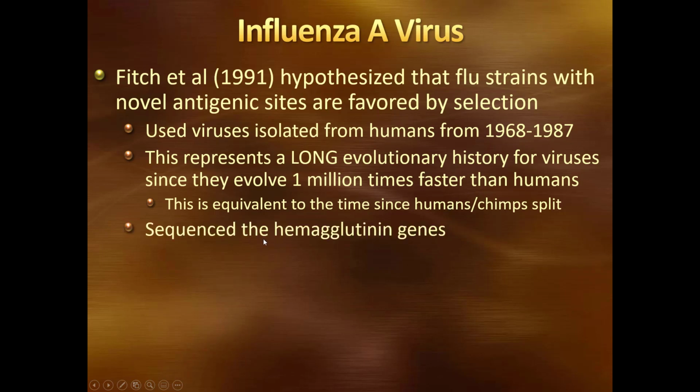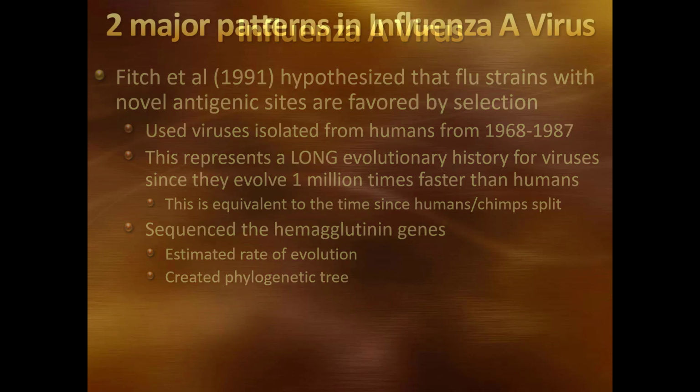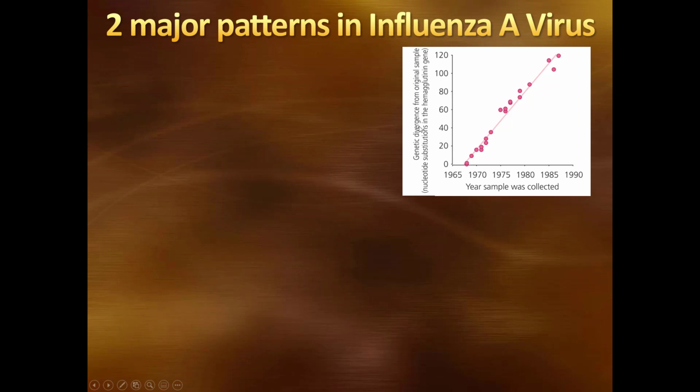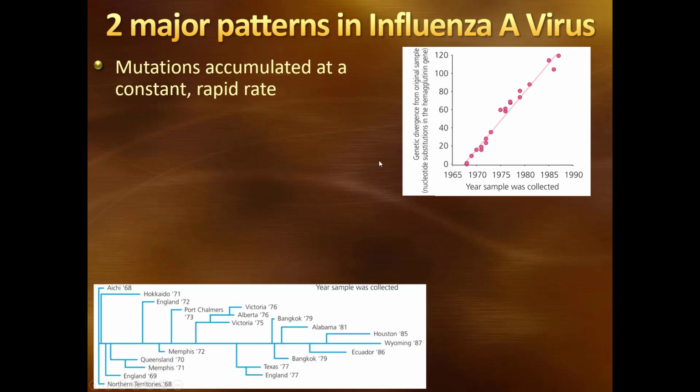What Fitch did was he went in and he sequenced these hemagglutinin genes and then estimated the rate of evolution, then created a phylogenetic tree from those rates. We see the amount of divergence from the original sample over time. Basically, every time we change up this line, we're acquiring a new mutation. This mutation is occurring at a pretty constant rate and quite rapid. That's a pretty steep slope, but it's a fairly constant rate. So over time, we see a pretty constant, rapid rate of evolution.